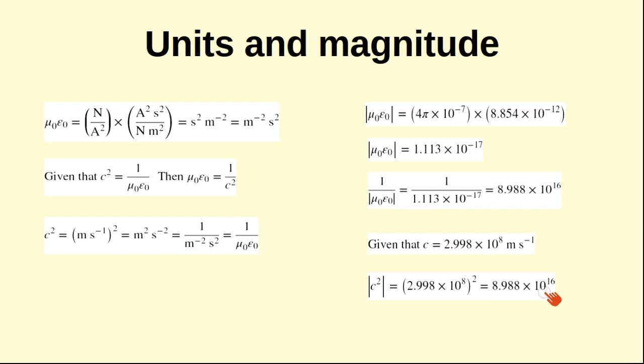Which is really interesting because you multiply the permittivity of free space, which is electrostatics, by the permeability of free space, which is magnetostatics, for want of a better term, and you end up with 1 over c squared, the speed of light squared.